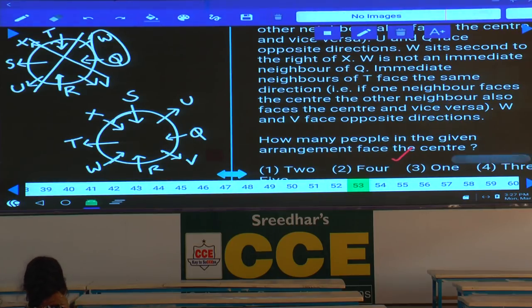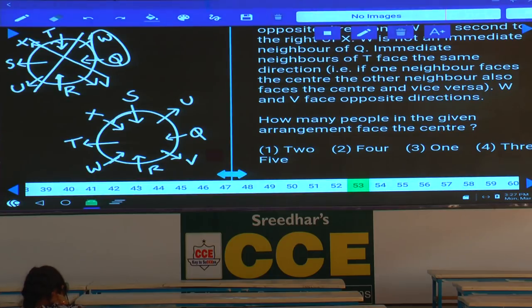Then 53, how many people in the given arrangement are facing the center? Tell me how many are facing the center here? 1, 2, 3, 4, 5. In total, 5 are facing the center, 3 are away from the center. 5, that is choice 5. Now this is about question numbers 49 to 53 based on circular arrangement, inward and outward.